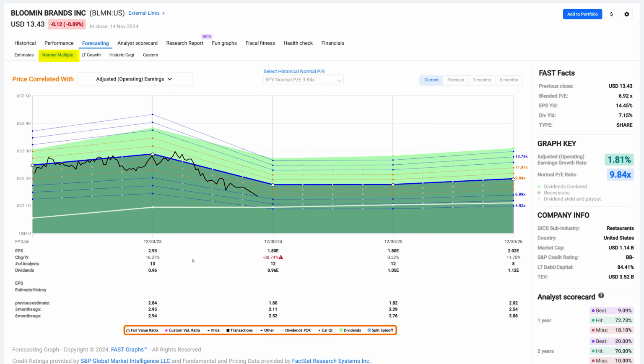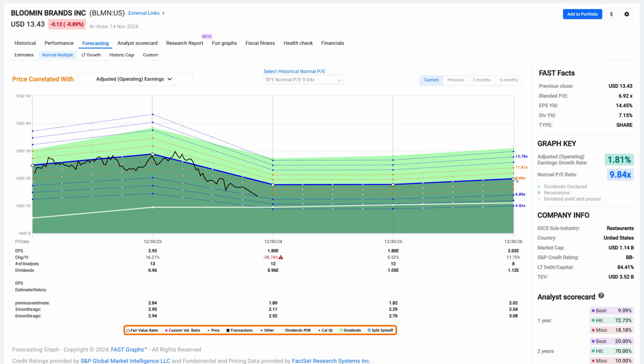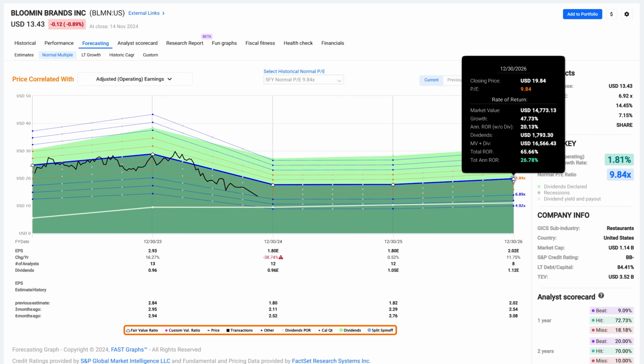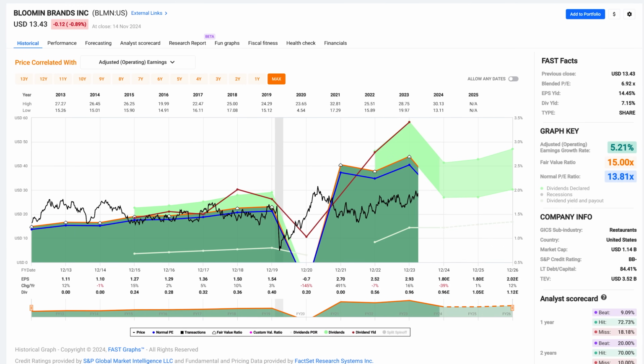If we went to the normal multiple of only under 10 times earnings, we'll call it 10 times earnings, we still have a 36% annualized rate of return expectation if it made these earnings and if the market traded those earnings at 9.8 times earnings. And then if you went out all the way to 2026, you'd still be averaging 26% annual. So the point I'm getting at is this stock looks attractive here from a valuation standpoint, which means that the risk is relatively low to buy it at this low valuation.